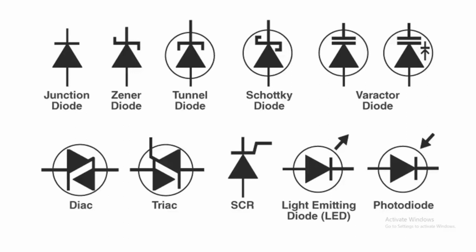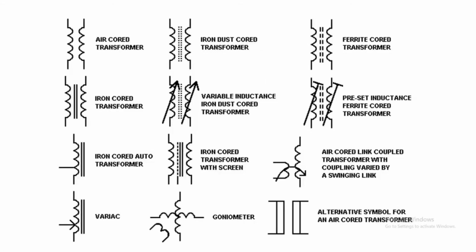When you see this symbol on the circuit diagram, you understand that this is a diode, and each symbol has its own name. For the junction diode, the symbol is like this. For the Zener diode, the symbol is like this. For the tunnel diode, the symbol is like this, and so on.